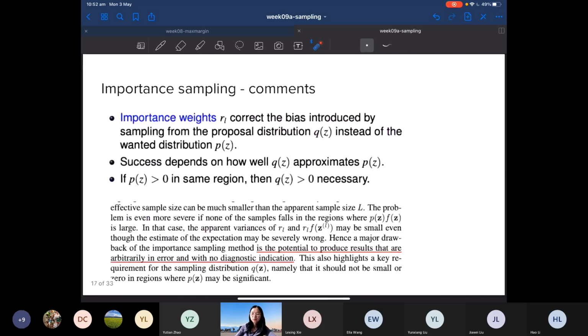So that's neat. Is importance sampling essentially euphoria then? Does this solve all our problems? The good thing here is that the importance weights r sub l correct the bias introduced by sampling from a proposal distribution instead of the wanted distribution, and we don't need rejection. On the other hand, strictly speaking, it does not gain as much, because when r sub l is small, the weights will be small, essentially when the likelihood of accepting the sample is small.